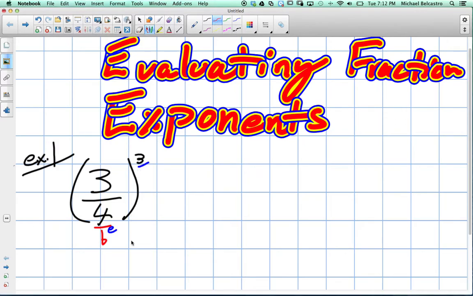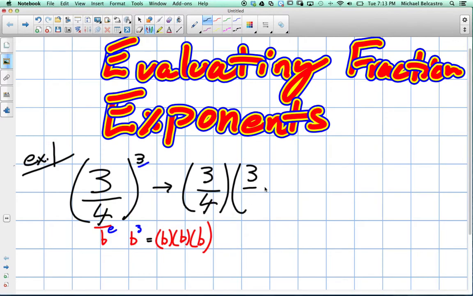Whenever the exponent is a number, it's just telling us to multiply the base that many times. So because the base is to the power of 3, when we rewrite it, it would be the base times itself 3 times: base times base times base. So we say 3 over 4 times 3 over 4 times 3 over 4. And then we go to evaluate.